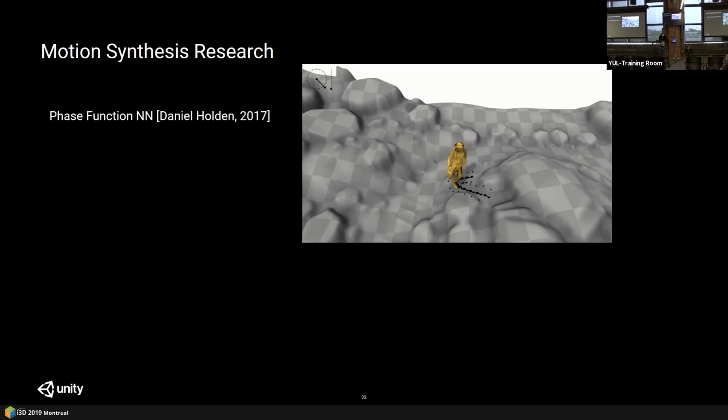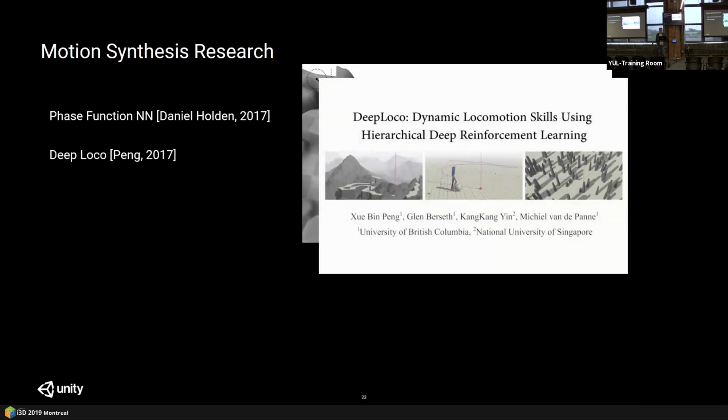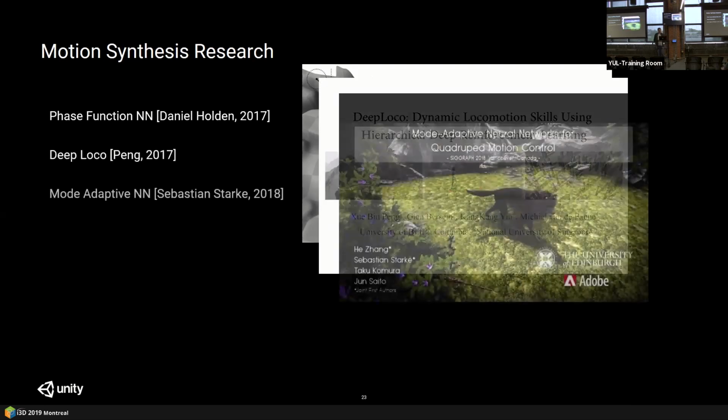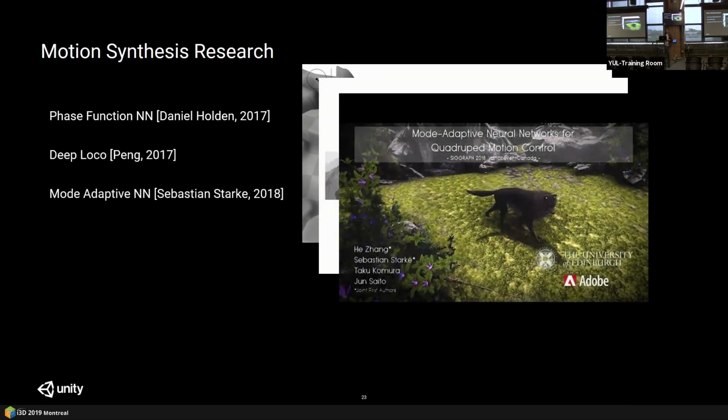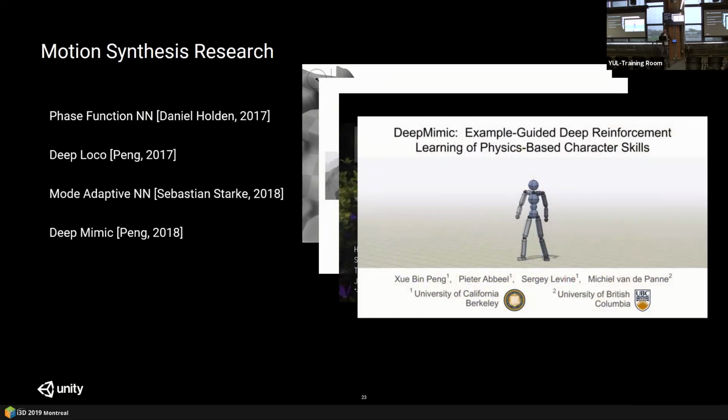I really like Daniel Holden's paper, the phase function neural network. I also really like Deep Loco from Jason Peng. It's a reinforcement learning physics-based system, so it was not really applicable. Then I came across Sebastian Starke's paper. That's the Wolf demo. The paper is called Mode Adaptive Neural Networks. I also really like, again from Jason Peng, Deep Mimic. It's again physics and reinforcement learning, so I wasn't too interested in the physics part, but I still looked at his project in depth, and it was really interesting.